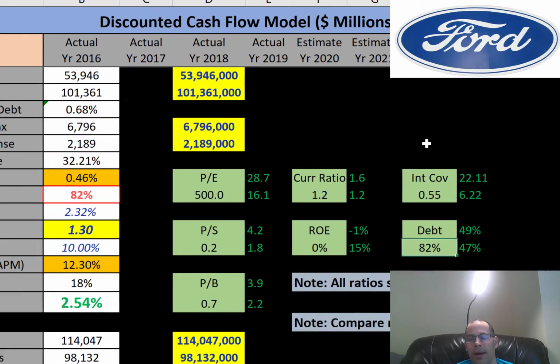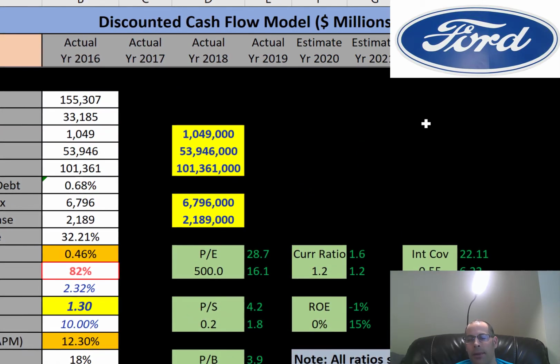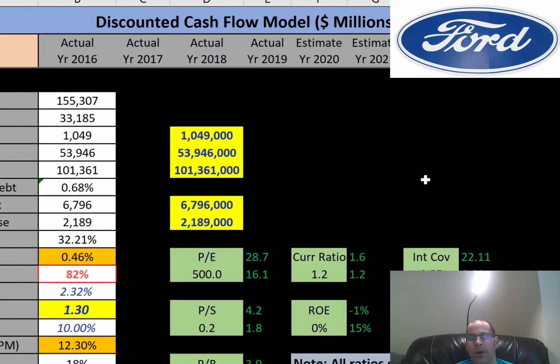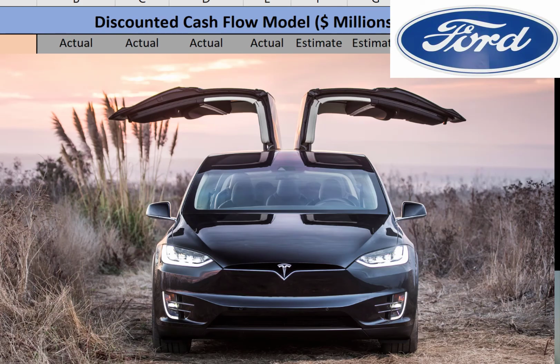And I don't have any other companies to compare them to because this is the first car manufacturer I did on this channel, but I'll try to do more. I can't do Tesla because they just report all negatives, so the stock price comes out negative. So even the most conservative model doesn't work for Tesla.